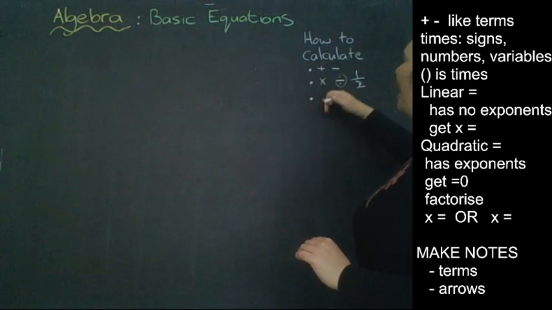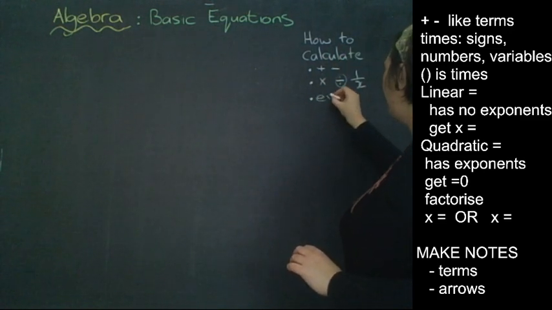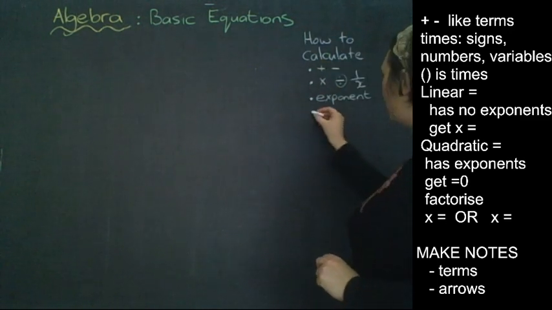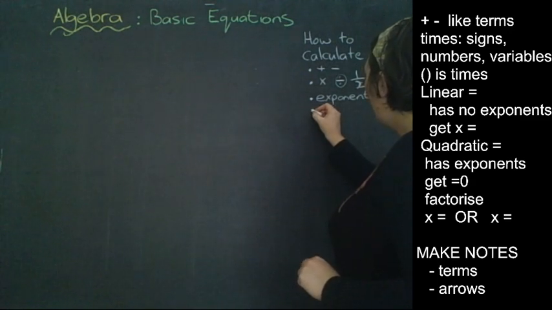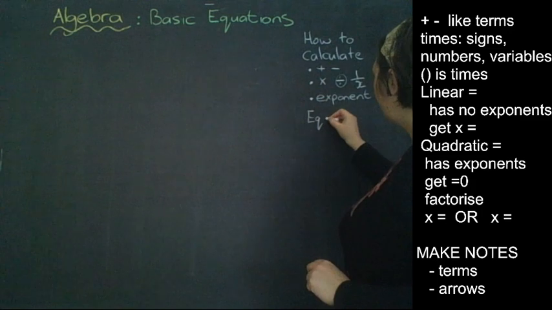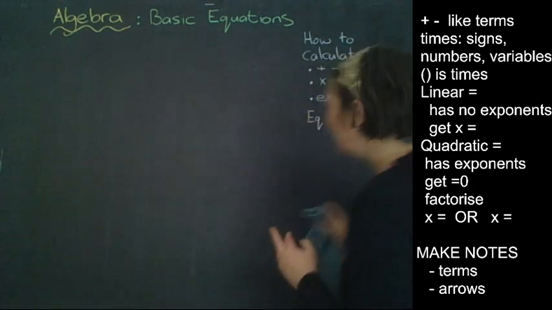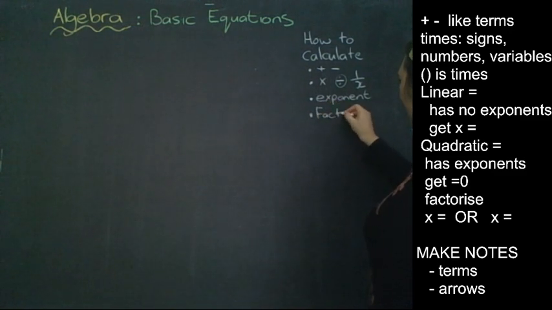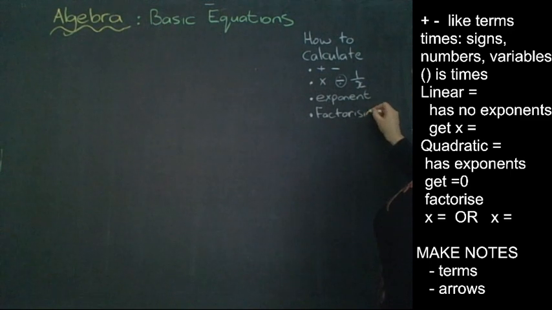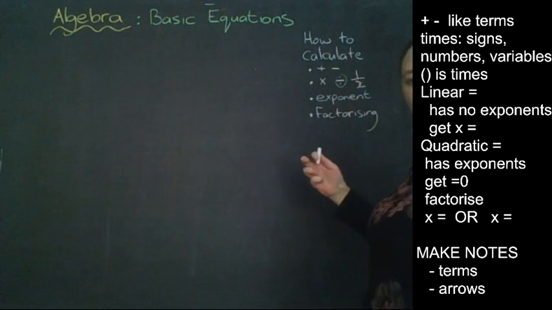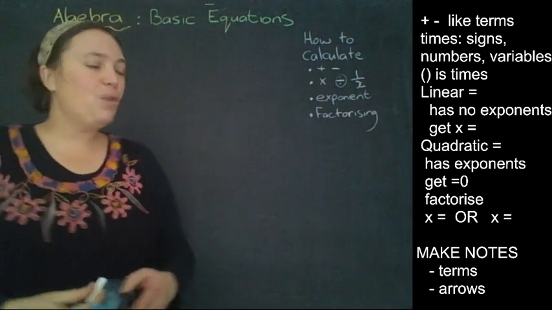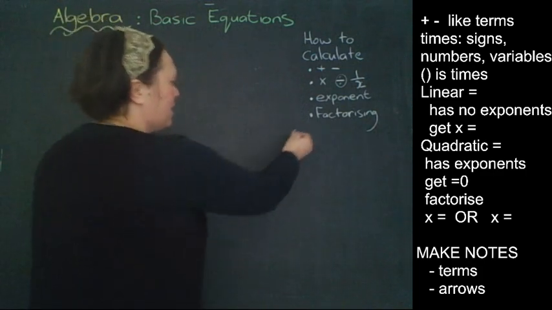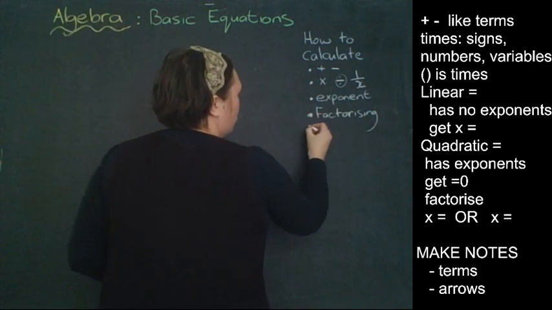Then, the other thing we need to be able to do is exponents. And then all of these things come together in equations. Oh, I forgot one. Hold on, there's one more. Factorizing. So these are all the tools that we've got to use when we're doing algebra. Sometimes we'll have to do this, sometimes that. But the main thing we're trying to get to is to solve equations.